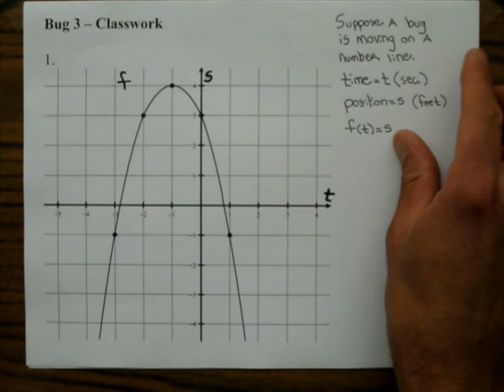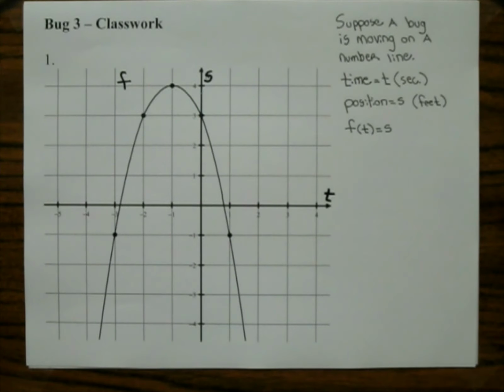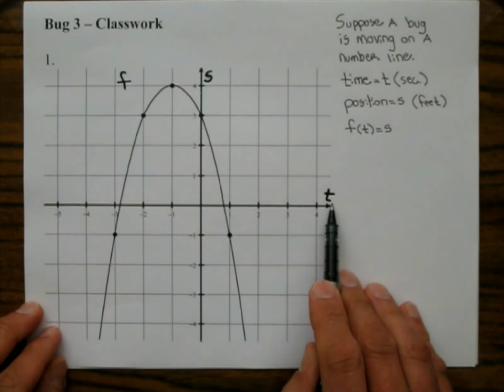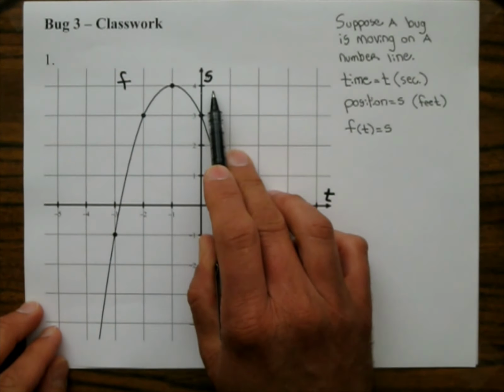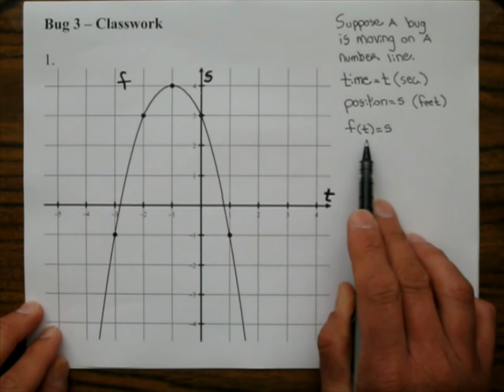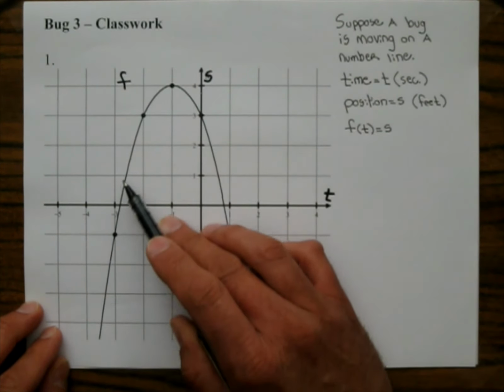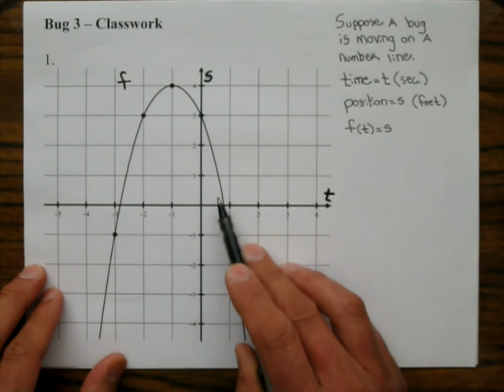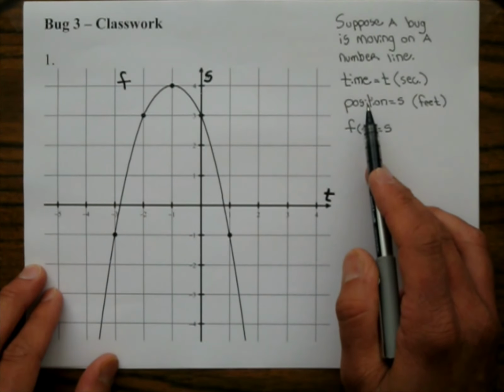So there it is. Suppose a bug is moving on a number line. I'm not showing the number line this time, I'm just describing it. The time is measured in t. That's like the x-axis, so now it's the t-axis, and the position is s. And f of t equals s, so that's the function f of t. The output is going to be the position on the number line, the input is the time.